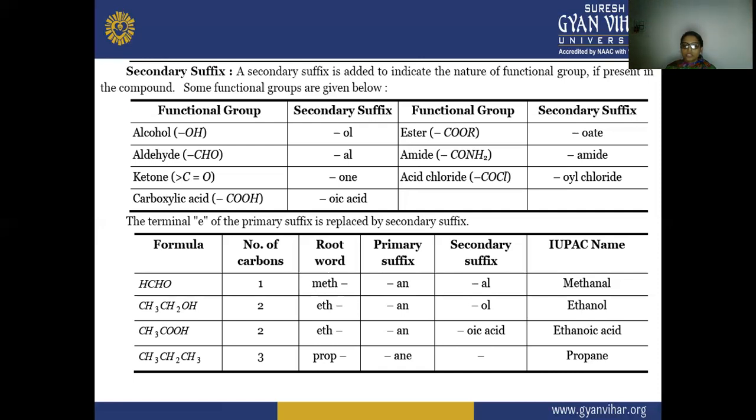Next is CH3CH2CH3. Here the number of carbon atoms present is 3, so we will use the root word prop. The primary suffix is ane, because no secondary suffix is attached to this chain. That is why we are not using any secondary suffix. So its IUPAC name will be simple, that is propane.